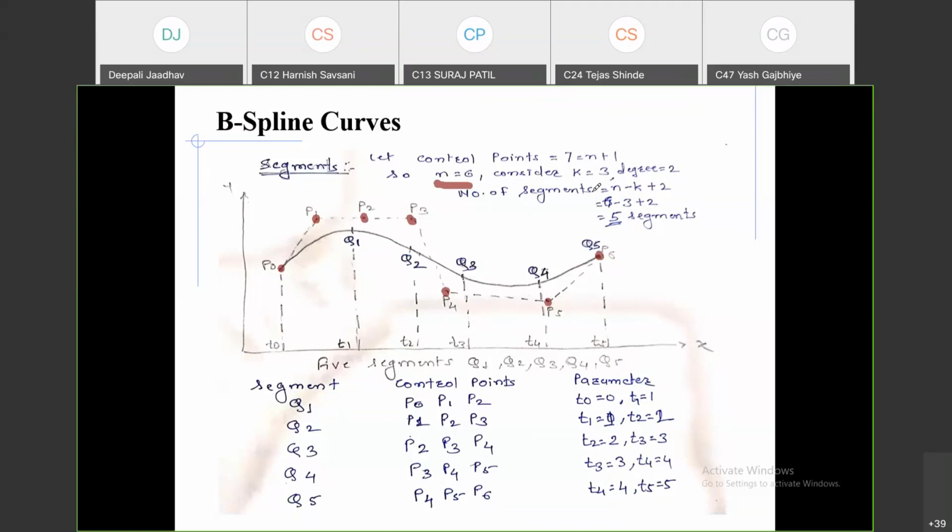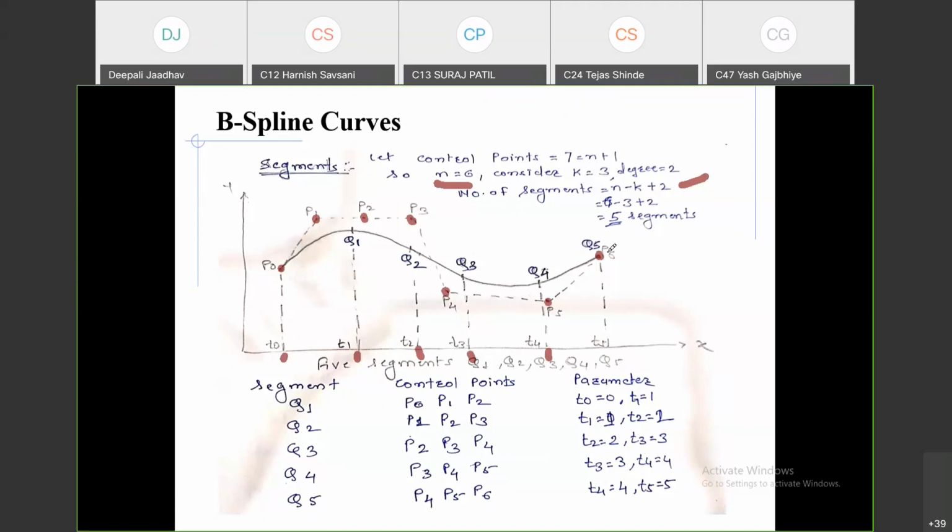Now the number of segments is n minus k plus 2. So if we calculate, there are 5 segments and these 5 segments are drawn here. This is the first one, starting from T0 to T1. This is segment number 1, Q1. Then this is the segment T1 to T2, the second segment. T2 to T3, up to Q3, that is the third. This is up to the fourth and fifth. So Q1, Q2, Q3, Q4, Q5. These are the knot vectors.